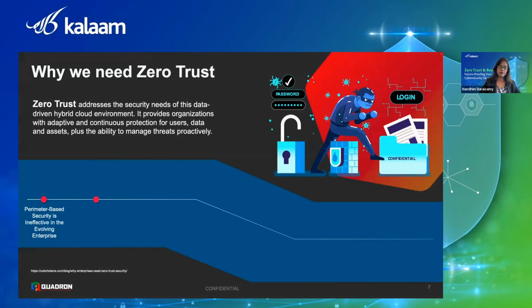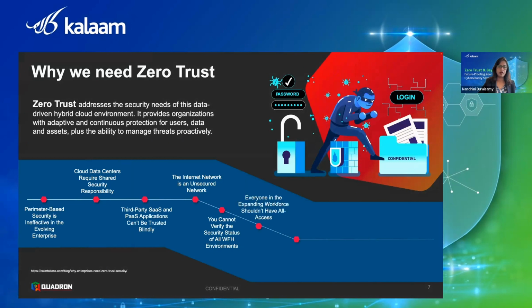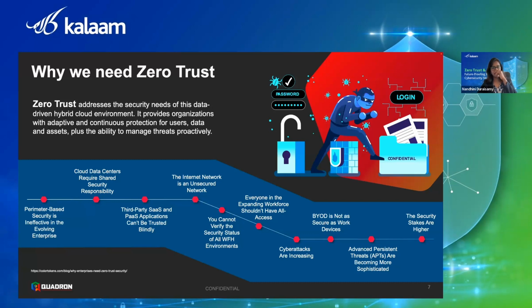Right now we are working based on perimeter-based security, which is not that effective in evolving enterprise scenarios. You have cloud data centers, which require shared security responsibility when you're using the cloud, which is managed by someone. You have third-party SaaS and PaaS applications, which you again cannot trust blindly. The internet network, as I said, is never secure, because in zero trust, you always assume breach. And you cannot verify all the security status of work from home environments, and you cannot trust bring your own device, which is similar to work from home.